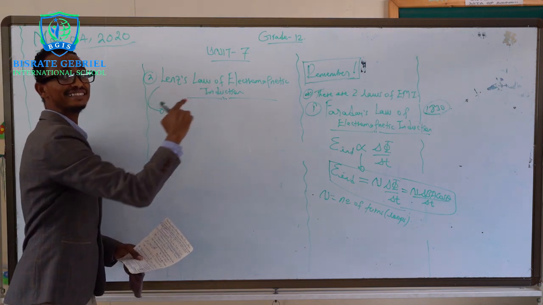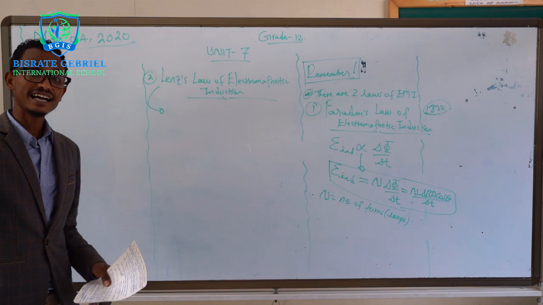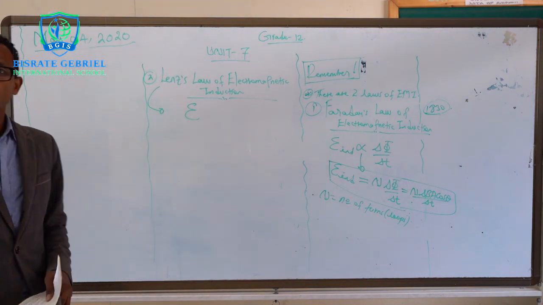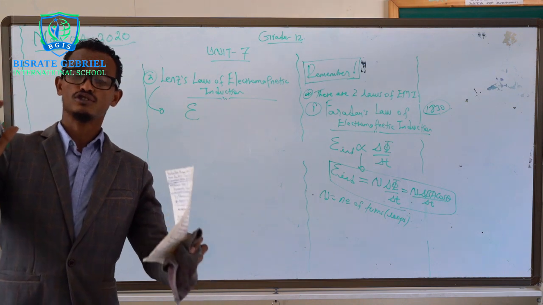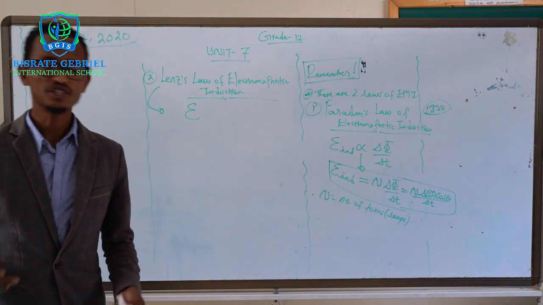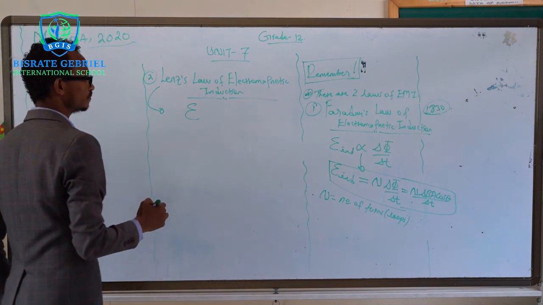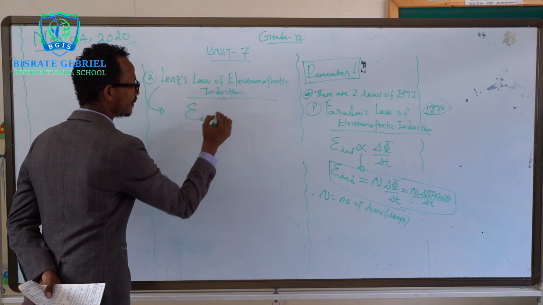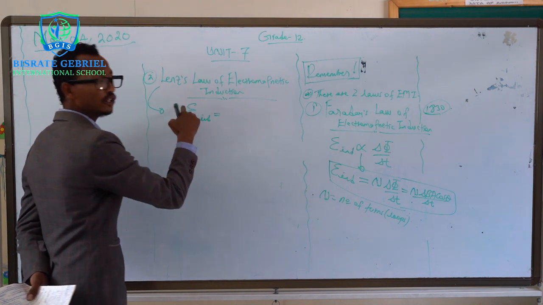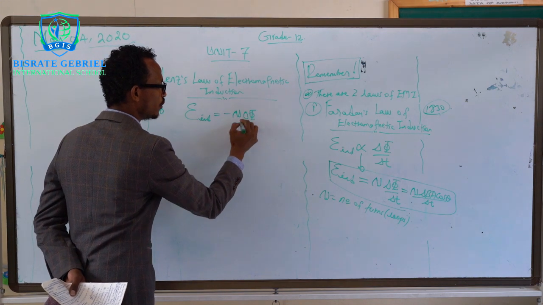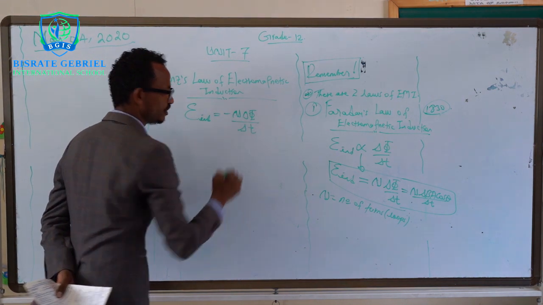Lenz's law of electromagnetic induction states that the direction of the induced electromotive force always opposes the change that is causing it. It can be expressed mathematically as induced electromotive force equals minus N change in flux over change in time.